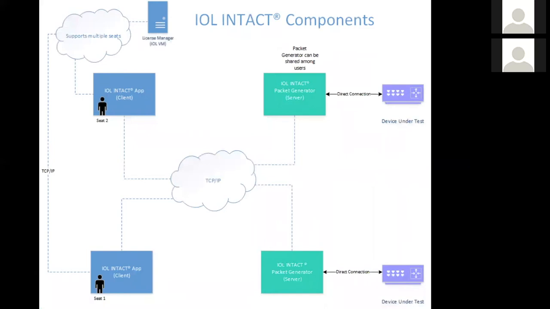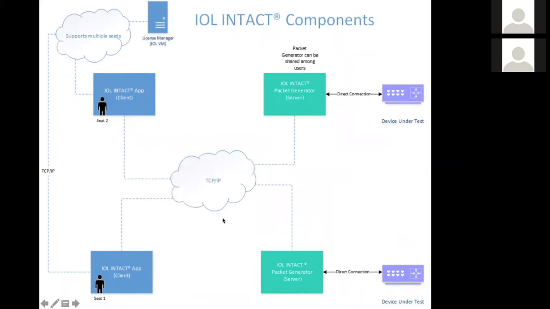Here is just a quick reminder of the INTACT components. We have a license manager, the INTACT app, which used to be called the client. We now call it the app, and this is sort of helping people clarify which component is which. And then we also have the IOL INTACT packet generator. That used to be called the server. We're calling it packet generator now.